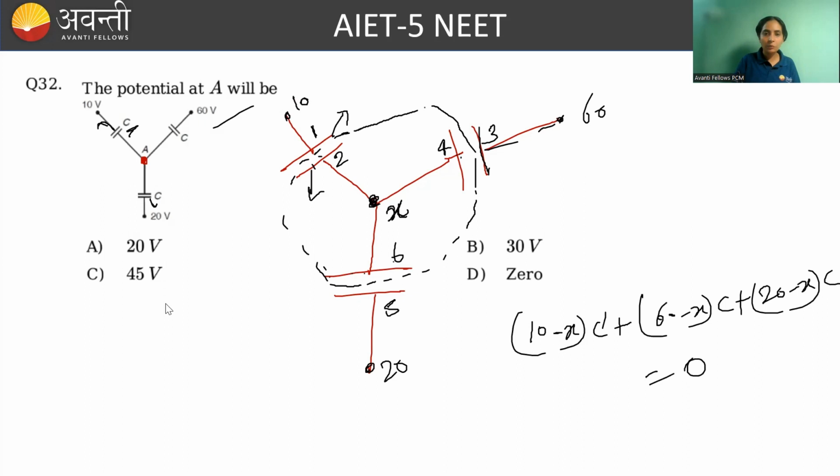So if you see, C will get cancelled. And this is 10 plus 60 plus 20, that is 90. 90 minus 3x is equal to 0. So x is equal to how much? It is equal to 30. So what will be the potential of A? That will be 30. So the correct answer should be what? It should be B.